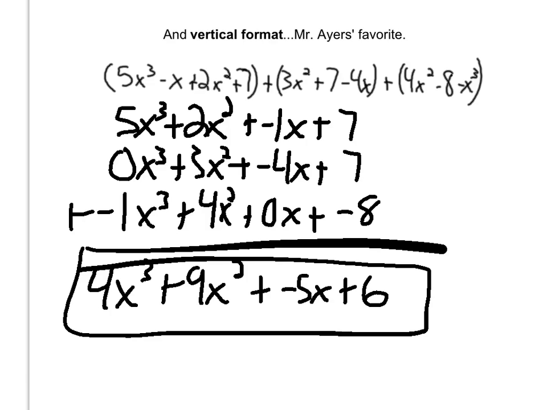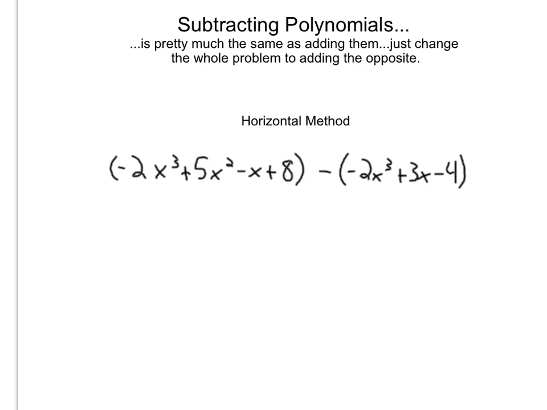Again, I like the vertical format just because it allows us to see how everything can line up in columns and add them together. Alright, and let's move on to some subtracting now.